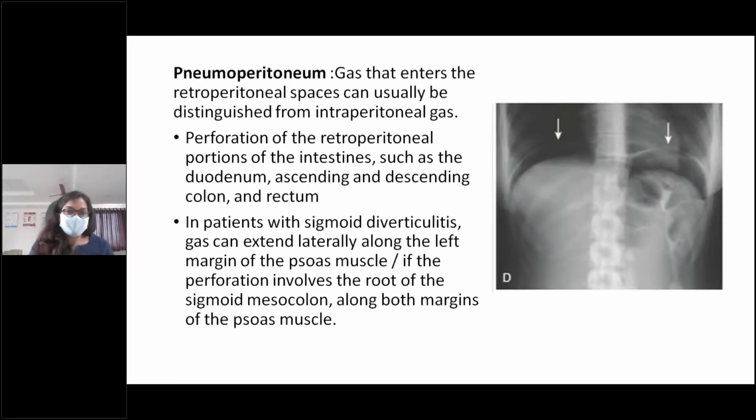And coming to the pneumoperitoneum, that is air under the diaphragm. You can see the diaphragm contour, and the black one is the air here. Gas entering the retroperitoneal spaces can usually be distinguished from the intraperitoneal gas. Perforation of the retroperitoneal portions of the intestine, such as duodenum, ascending and descending colon, and rectum. In patients with sigmoid diverticulitis, gas can extend laterally along the left margin of the psoas muscle if the perforation involves the root of the sigmoid mesocolon, along with both the margins of the psoas muscle.